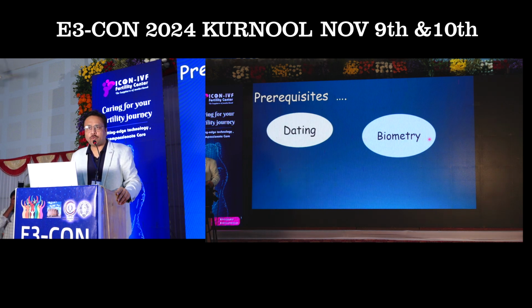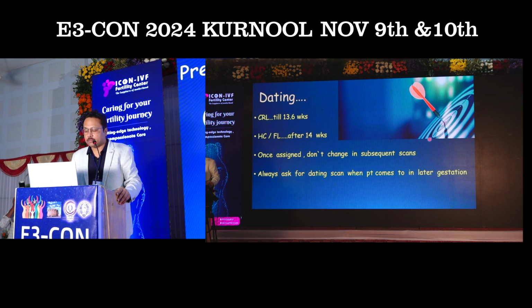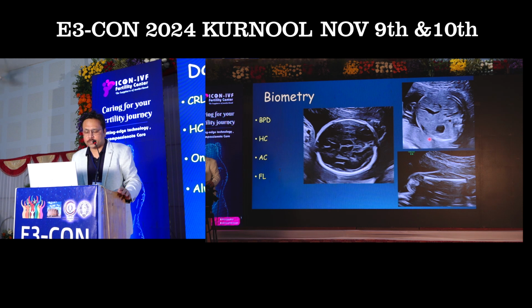So the most important 4 prerequisites or 4 pillars when we discuss FGR are dating, biometry, growth charts, and Doppler. Correct dating will give correct diagnosis of FGR. If your dating is not correct, you will misdiagnose FGR. So 4 important basic points in dating are: go for CRL till 13 weeks 6 days. After that, go for HC and or FL. Once assigned, don't change in subsequent scan. EDD is only one, not multiple EDDs. And always ask for dating scan when the patient comes later in pregnancy to correct the dating.